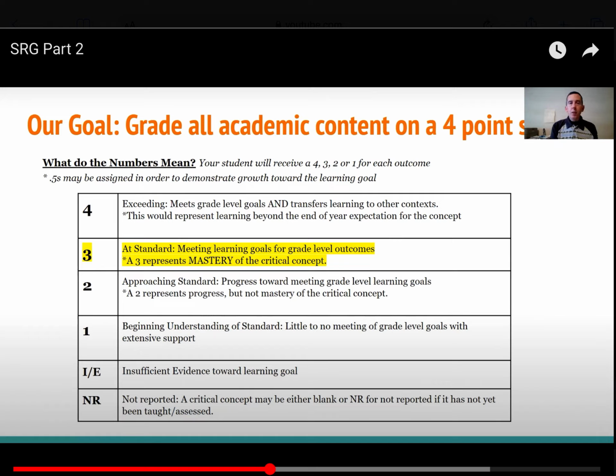One other important thing to note is that eventually we'll also be using 0.5s to show growth or to give a better indication of where a student is. If a student has shown partial mastery of the level 3 critical concept, but not complete mastery, you might see them at a level 2.5. They've got those underlying skills and some of the skills that we want them to have for a level 3, but perhaps not all of them.